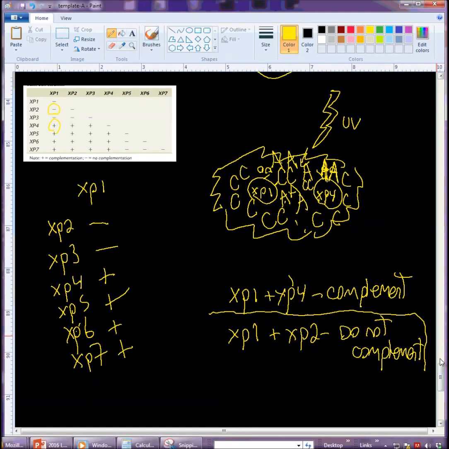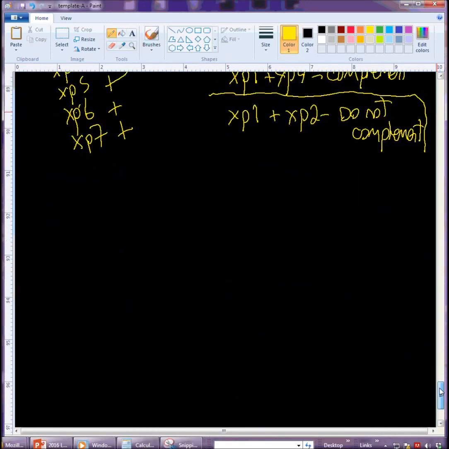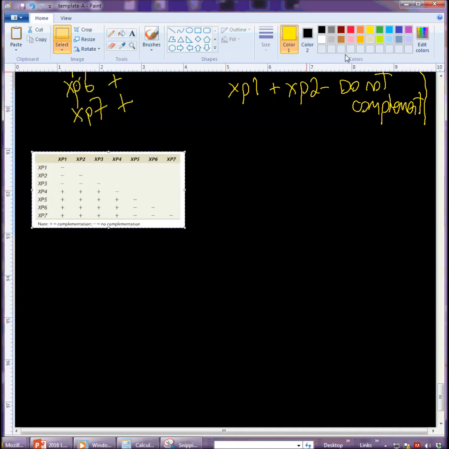Okay, so let me see here. We have one more key thing to talk about here. So by doing an analysis like this, we can come up with a certain number of complementation groups. Complementation groups.